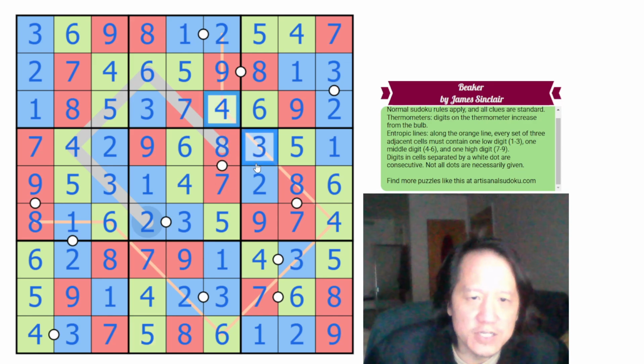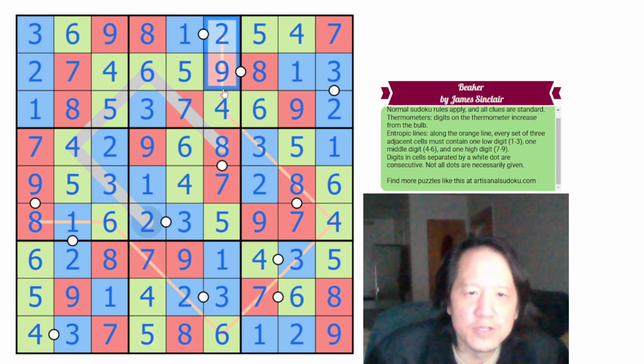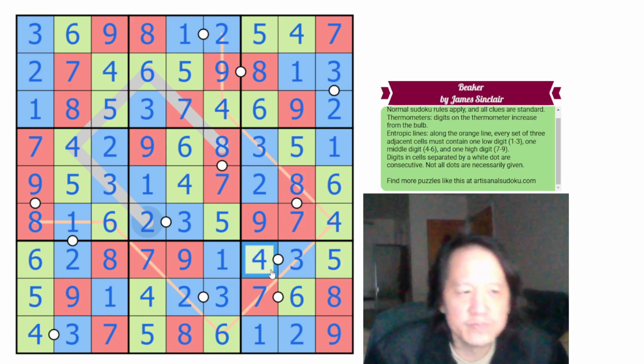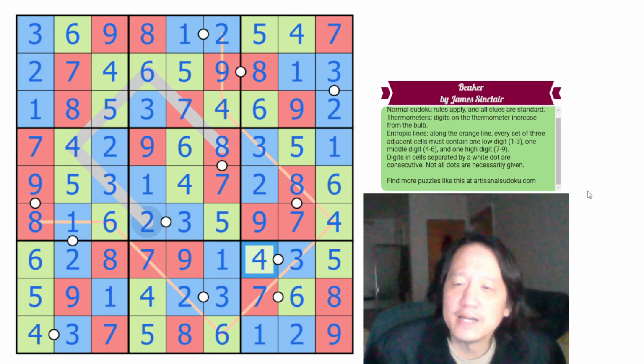Pretty cool, actually. Interesting how they use the beakers with the crop key dots. Yeah, fun little puzzle. And I hope you had a fun time solving it too.